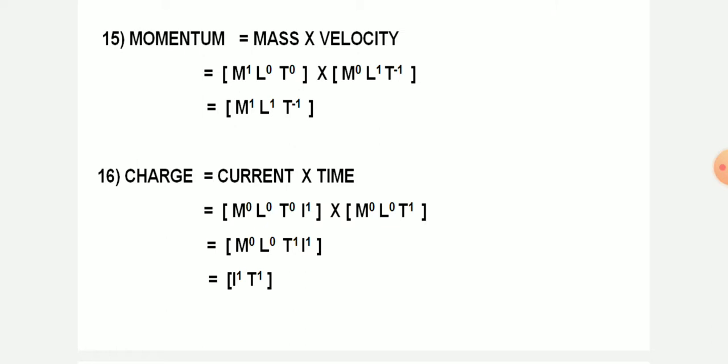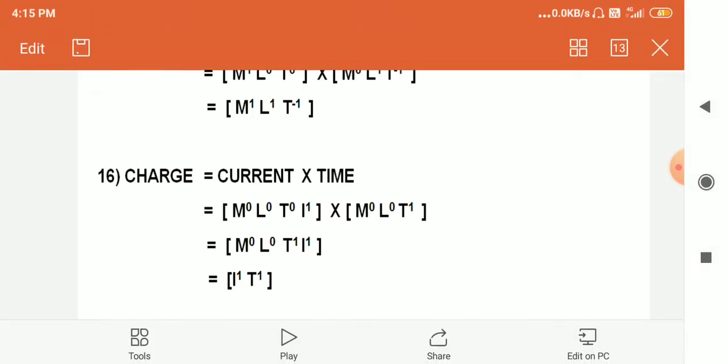Then the charge is nothing but the product of current into time. So here is a new quantity, a new fundamental quantity. That quantity is the current. Therefore we are adding one more quantity in our dimension. So the dimension of current is: there is no mass, no length, no time, but there is a current. Current is a fundamental quantity and the notation for the current is I.